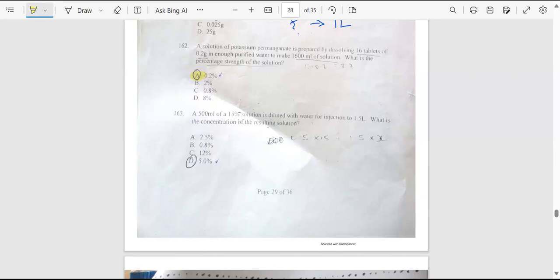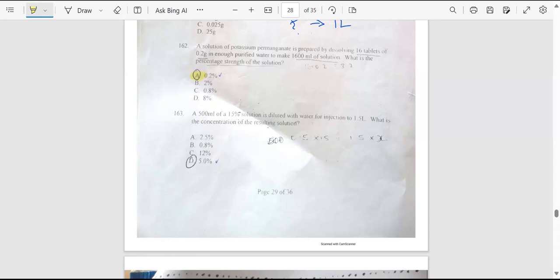Let me go again. You have this 500 ml of a 15% solution, and now we want to top it up to 1.5 liters, and then we see the resulting solution. So first we'll find how many grams are present in our solution, whereby we'll do 500 times 15%, or 15 over 100. We'll get the answer 75. So we have 75 grams.